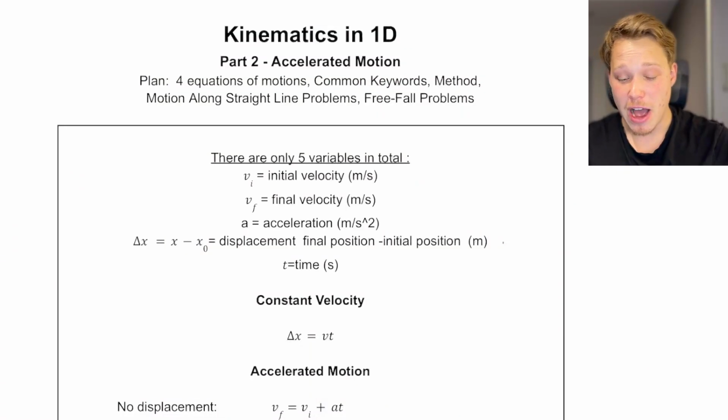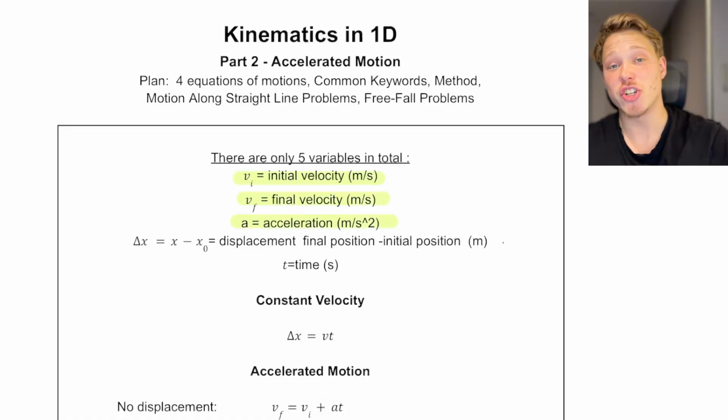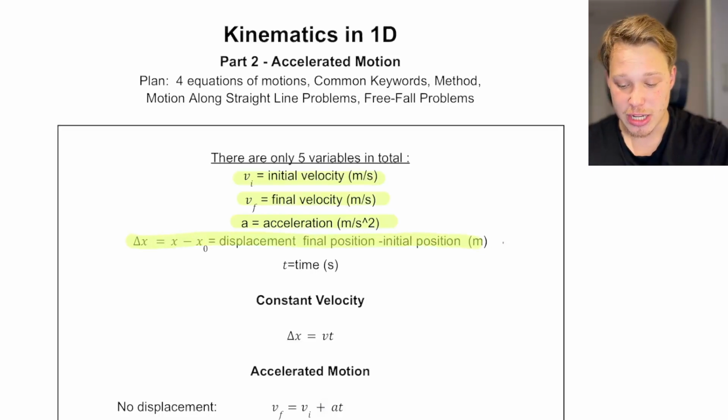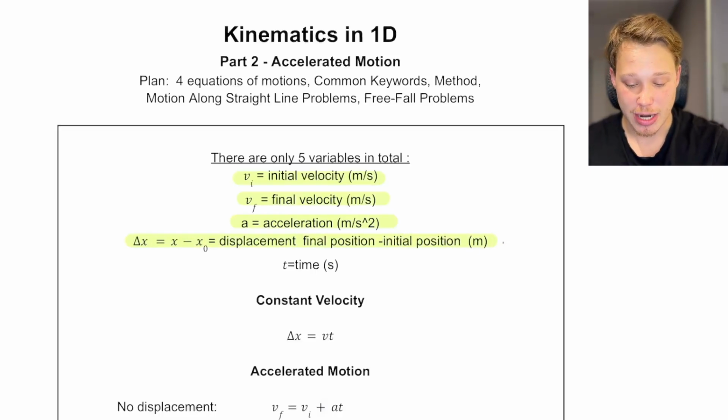So there's only 5 variables in total. Initial velocity, measured in meters per second, final velocity, also in meters per second, acceleration that is measured in meters per second squared, displacement, which is the distance between final and initial position, and time, measured in seconds.